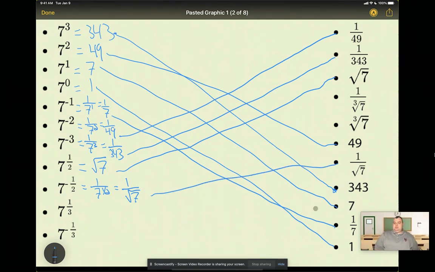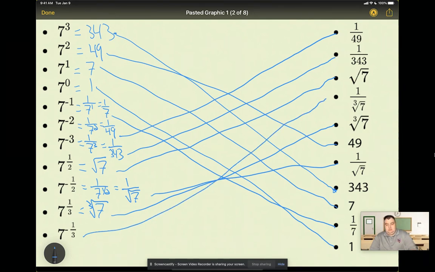So now we have 2 more left. So 7 to the 1/3. Again, 1/3 power is the same as cube rooting. So 7 to the 1/3 is going to be equal to the cube root of 7, which is going to match up here. And then there's only one left, so we know that 7 to the negative 1/3 is going to be equal to 1 over the cube root of 7.